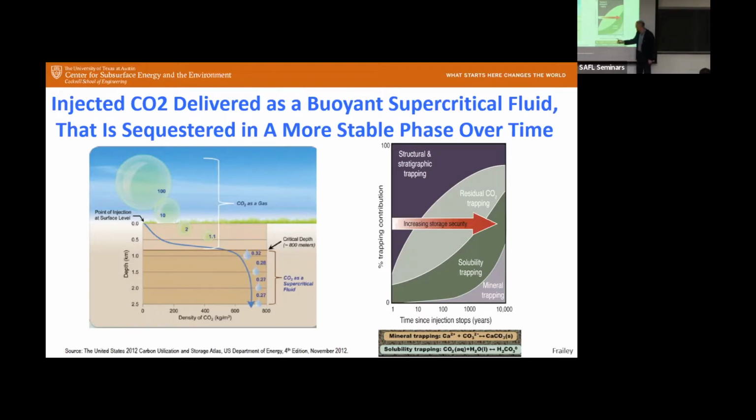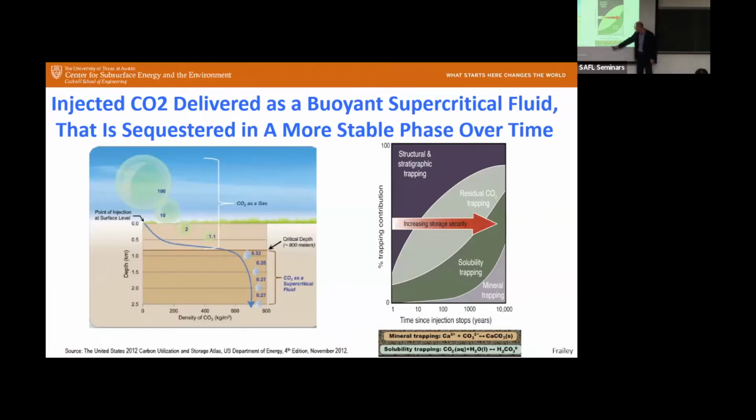And this is a time scale here. Maybe over longer time scales, we get more and more of the CO2 dissolved in the pore water, and so we have solubility trapping. And ultimately, what we'd like is for that CO2 to be trapped as carbonate minerals. And so it precipitates out maybe as dolomite or calcite or some other mineral.